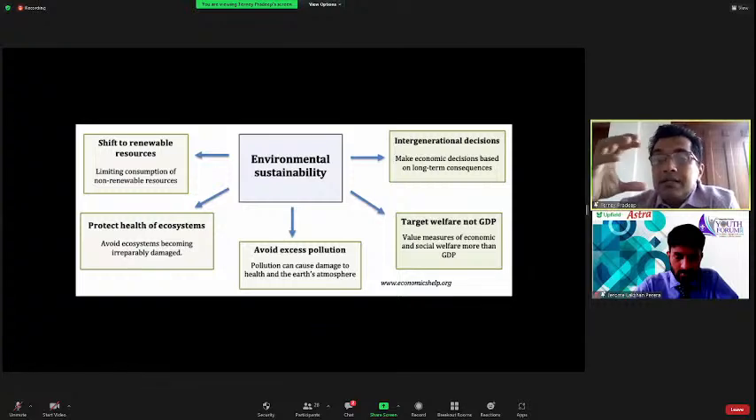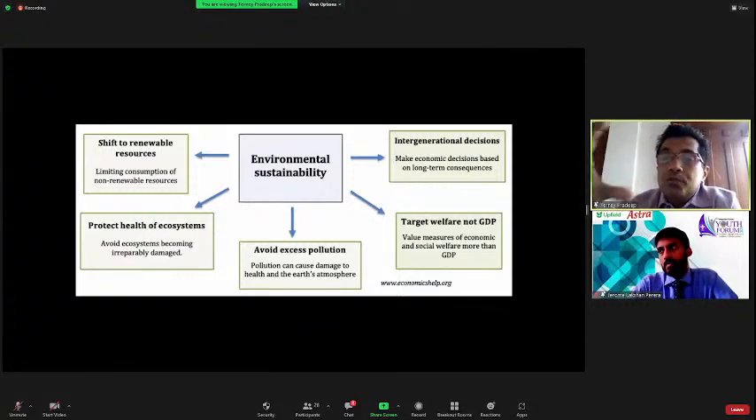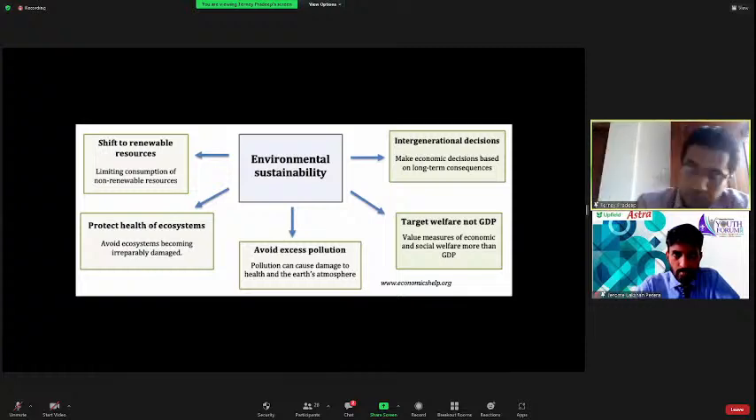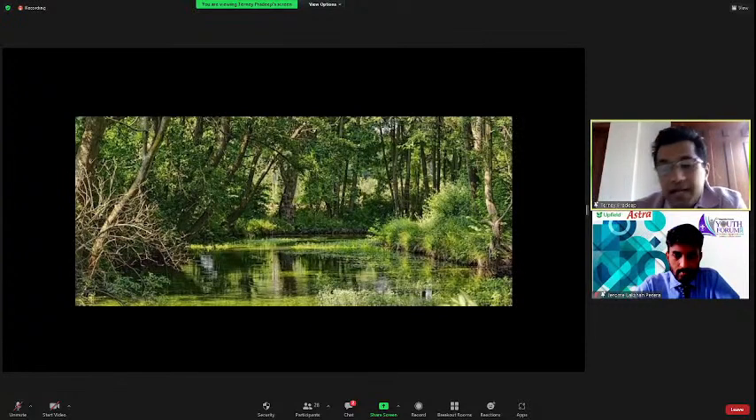So when we take decisions, it should be cross cutting. Long term consequences should be there, right? This is how we convert that unsustainability into sustainability, right? So this is the environment we expect. So I will now take some case studies for you.